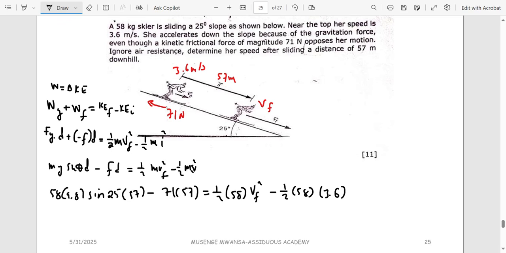So start at the beginning, 58 times 9.8 times, I'll multiply first by 57, and then I'll now multiply by sine 25. I'll get that answer and remove. So I'll subtract negative 71 times 57. So that gives us there 9645.324539. You punch this on the calculator, but I'm going to take it to the other side.